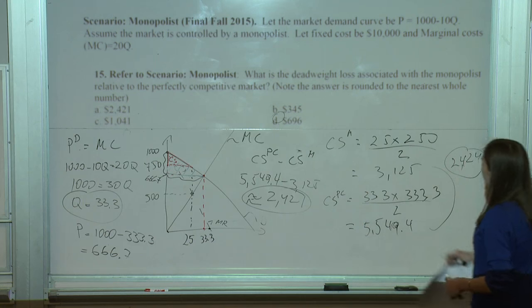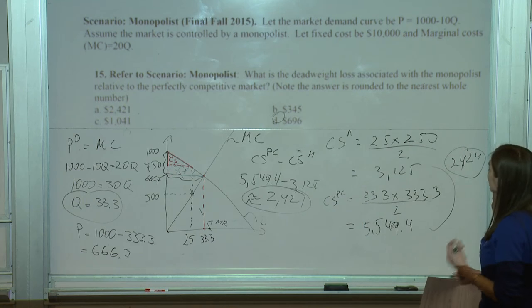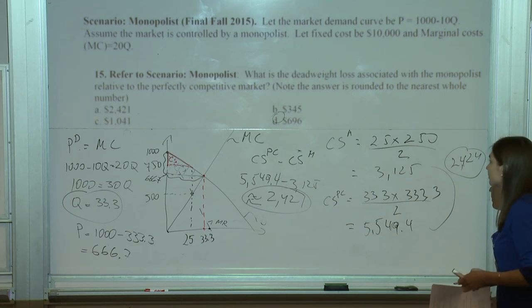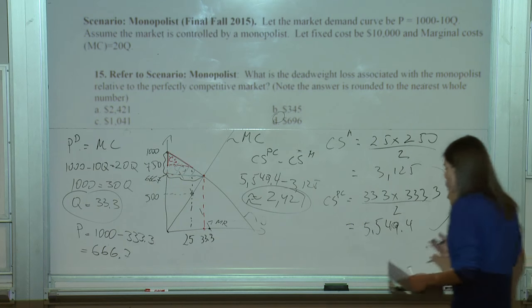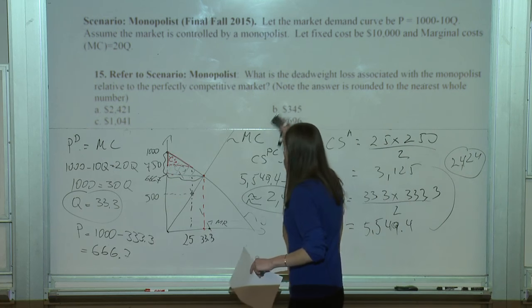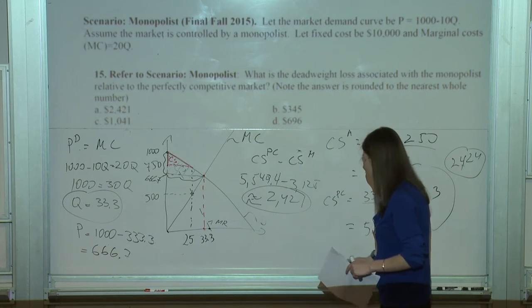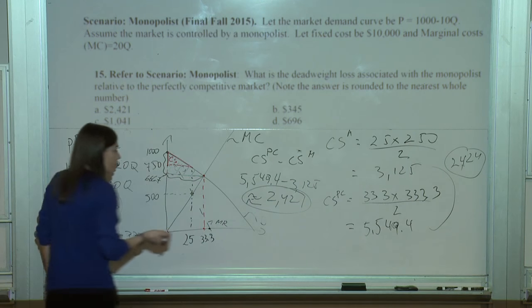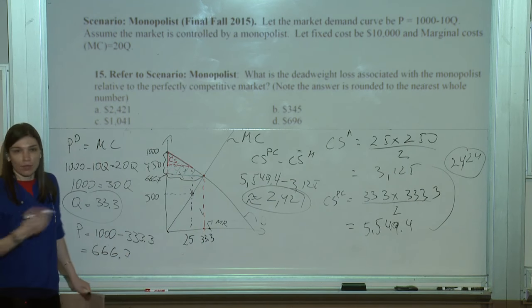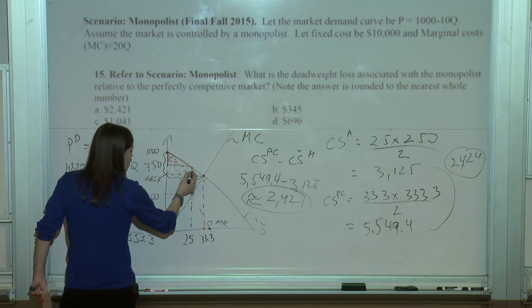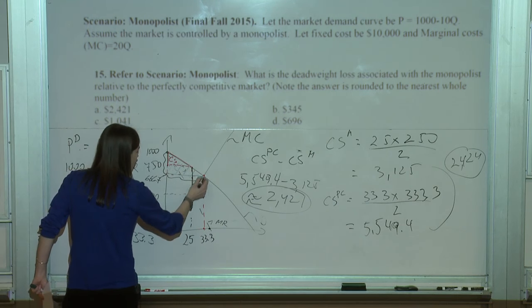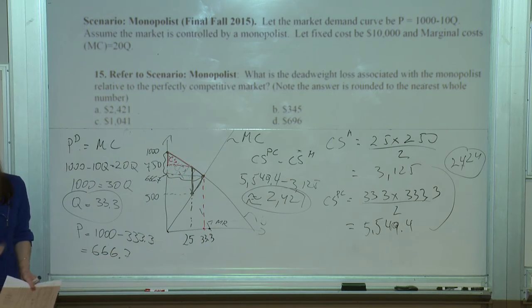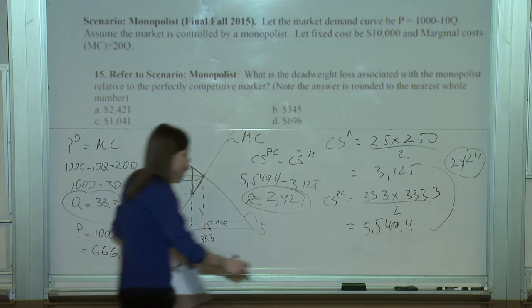Okay, same problem. Now the question is, what is the deadweight loss associated with the monopolist relative to the perfectly competitive market? So now I'm after the deadweight loss. I already have the picture, and I know that the deadweight loss would be the increase in total surplus under perfect competition compared to monopoly. We had that before. It's the area of this triangle here, and I already calculated everything I needed in the previous question.